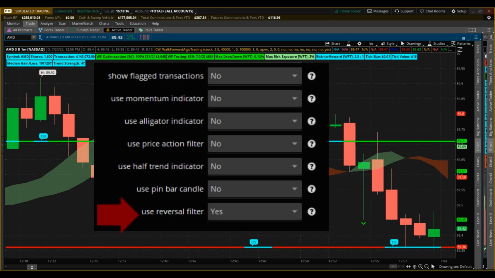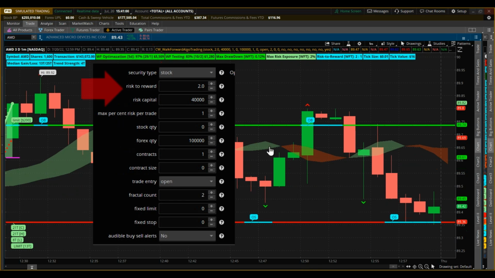Switch on the reversal filter. The walk forward optimization label shows for a 5-day period that the win rate is 100% with a profit of $5,048. The walk forward testing label shows today's win rate is 80% with a profit of $864.